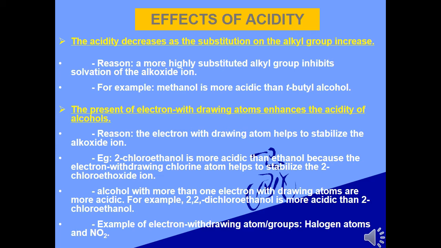Alcohols with more than one electron withdrawing atom are more acidic. For example, 2,2-dichloroethanol is more acidic than 2-chloroethanol. Examples of electron withdrawing atoms or groups are halogen atoms and NO2.